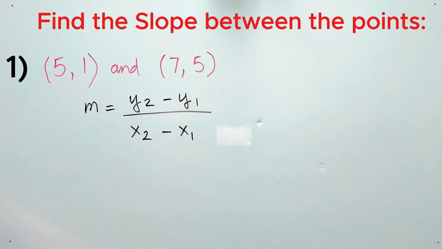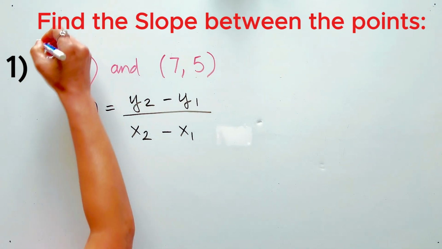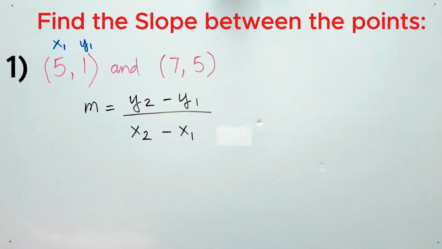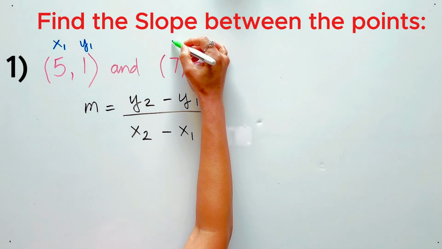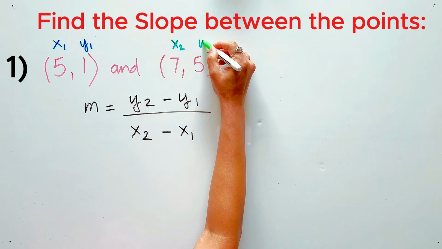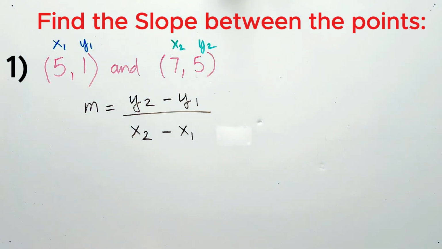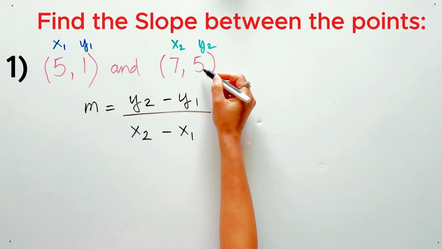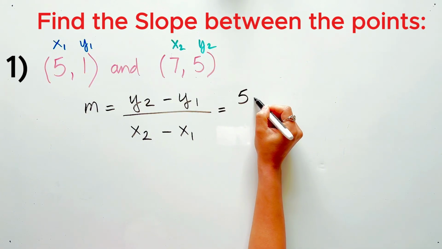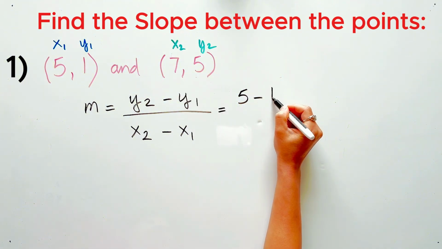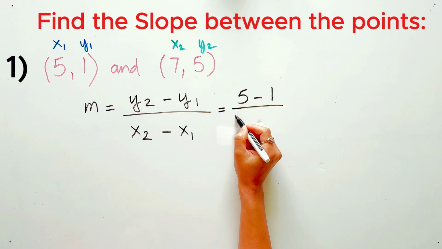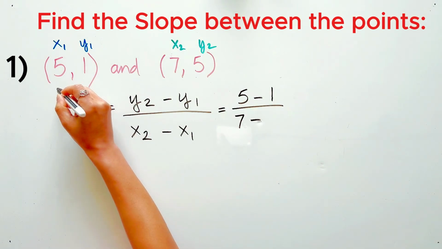Before we substitute in, I will label the points here. So this is x sub 1, y sub 1. And this is x sub 2, y sub 2. Now we will substitute the coordinates in for the variables. So y sub 2 is 5 minus 1 over 7 minus 5.